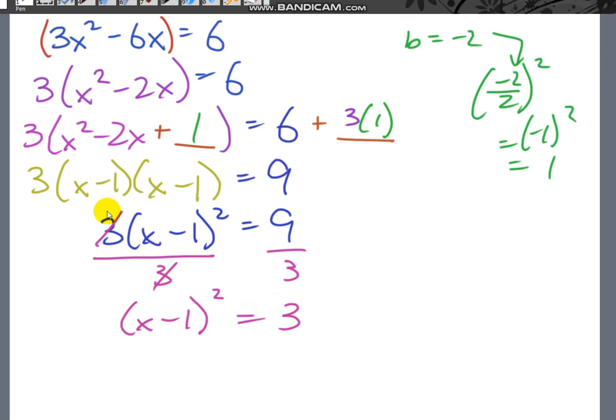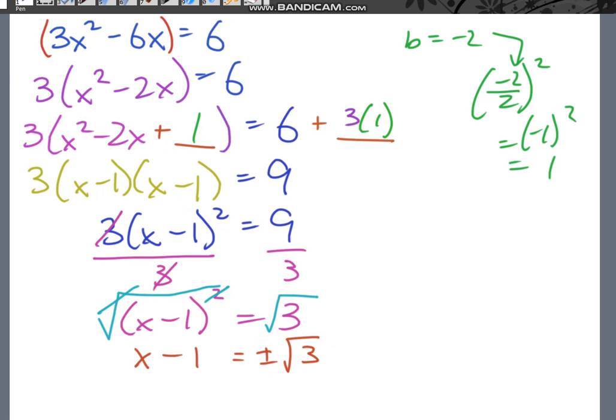Next, what we want to do is get rid of the square in order to solve for x. So we're going to take the square root of both sides. The square cancels out with the square root. So now we get x minus 1. And if you think about this, right, 3 just breaks up into 1 and 3. There's nothing that we need to do, this is already in simplest radical form. So this is just plus or minus square root of 3.